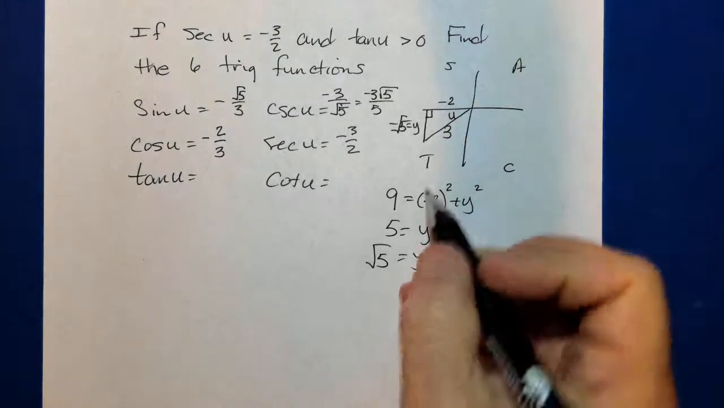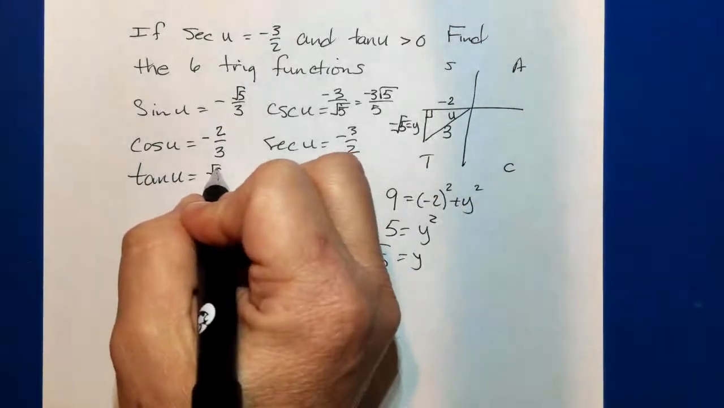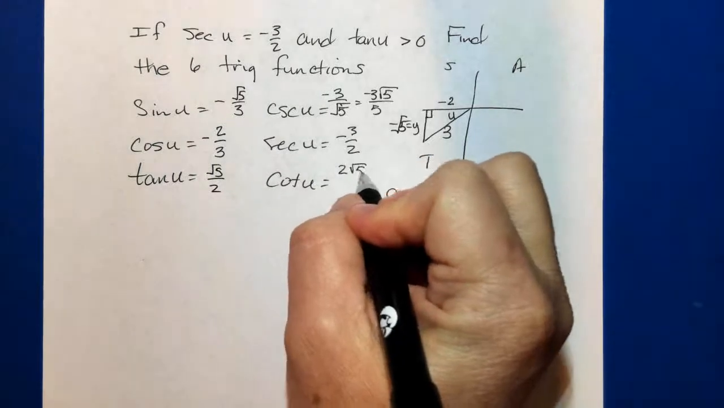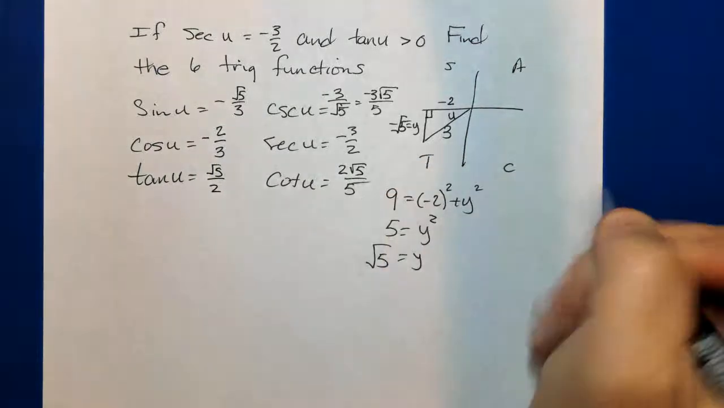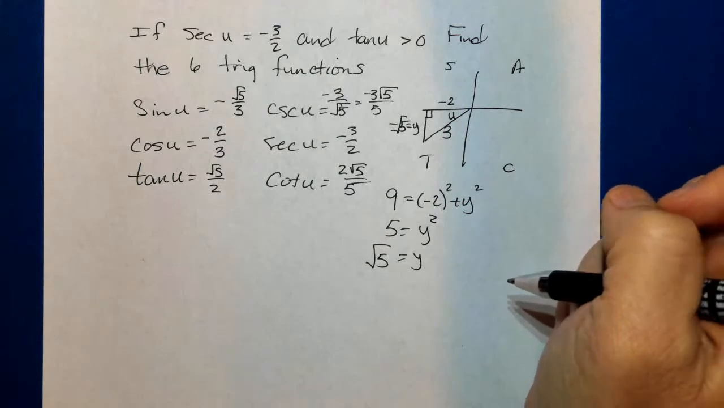All right, down here with the tangent, the opposite over the adjacent will be radical 5 over 2. The cotangent would then be 2 radical 5 over 5, rationalized. Okay, so that is it for section 1.